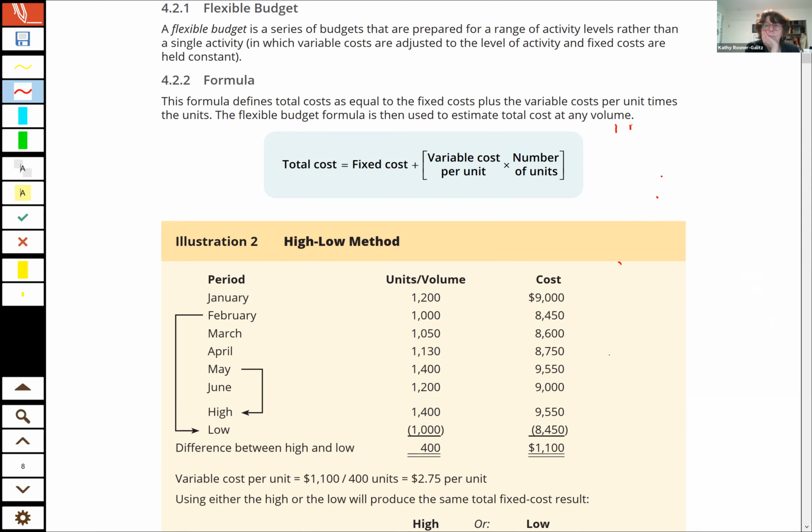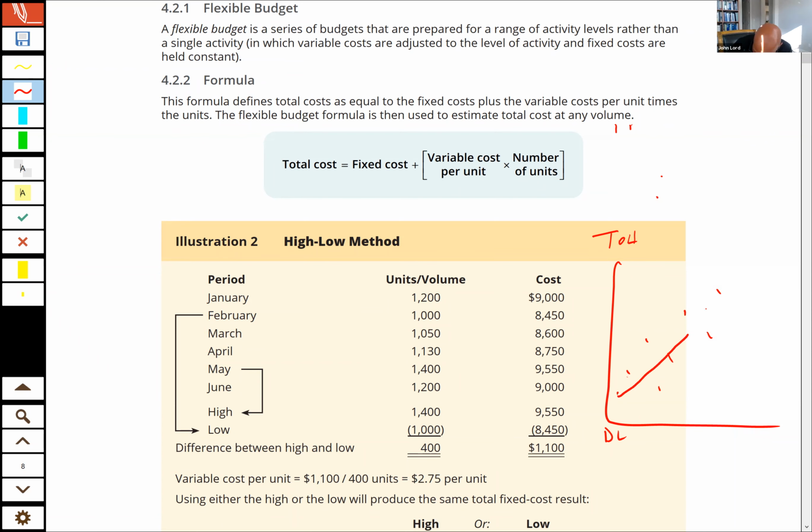I guess I have to write it down here. So here's your total overhead cost. Here's your direct labor hours. And you have these observations. And what the high-low method says is I'm going to draw a line, and that is what I'm going to assume my function is.